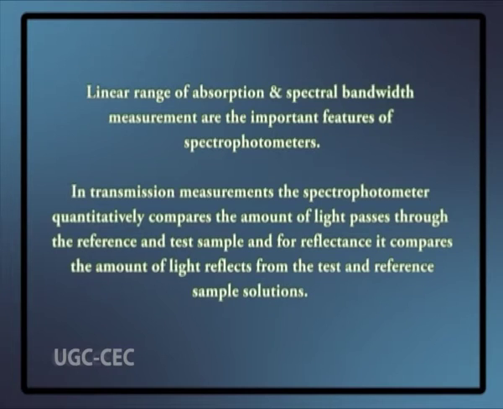Linear range of absorption and spectral bandwidth measurement are the important features of spectrophotometers. In transmission measurements, the spectrophotometer quantitatively compares the amount of light that passes through the reference and test sample, and for reflectance, it compares the amount of light reflected from the test and reference sample solutions.